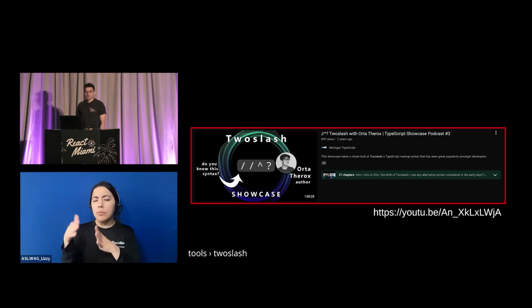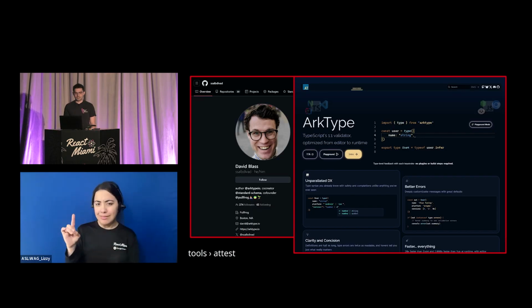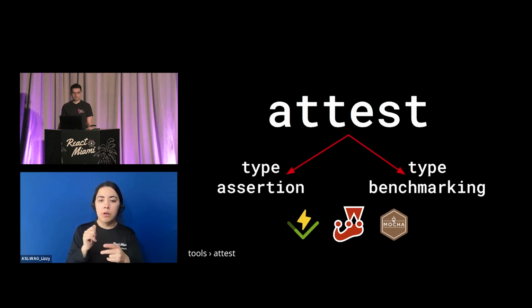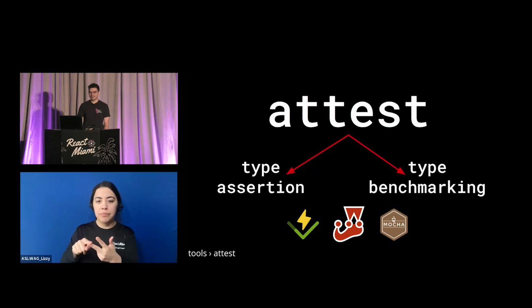It's actually really cool. So then there's David Blass. You probably know David from ArcType, which is a popular validation tool with incredible TypeScript capabilities. This tool is called Attest, and it's a library for type assertions and type benchmarking with an API that's compatible with Jest, Mocha, and what's the third one? VTest. Yeah, of course, VTest. I'm about to show you a VTest example.